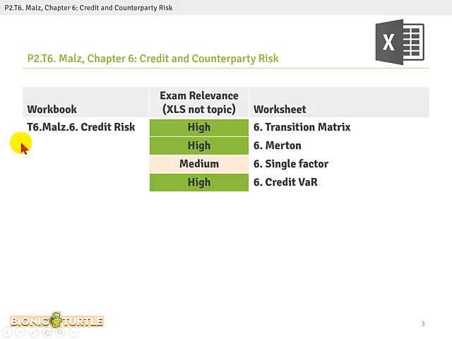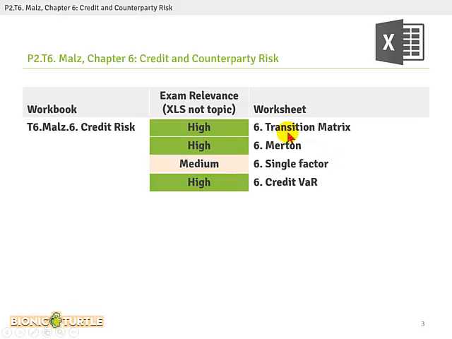The associated workbook has a file name of t6.malz.6.creditrisk. That's because we have Topic 6 of the Part 2 FRM. Malz is the author, 6 is Chapter 6 of his book, and it's about credit risk. And you can see that this workbook, which contains 4 worksheets, is highly relevant to preparation if you're using spreadsheets, where we can see some concrete illustrations of the concepts that we're going to look at in the video.